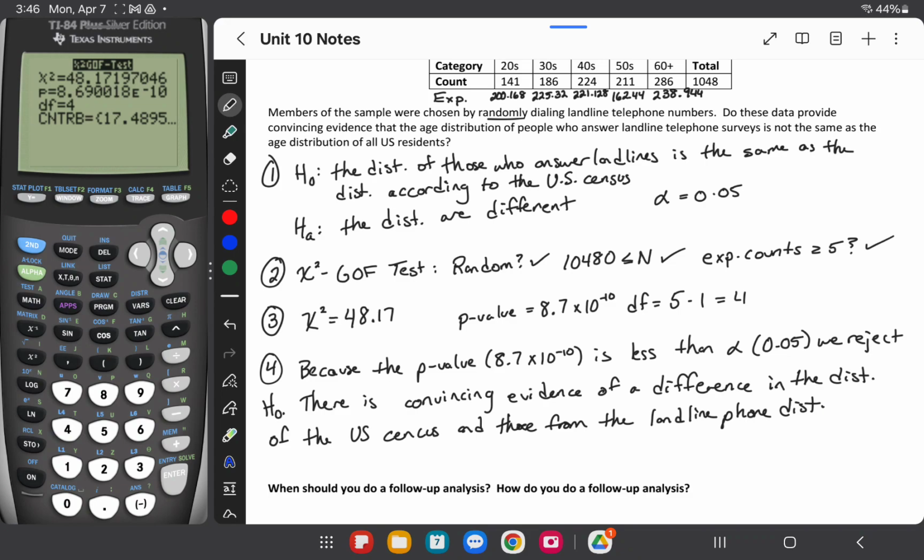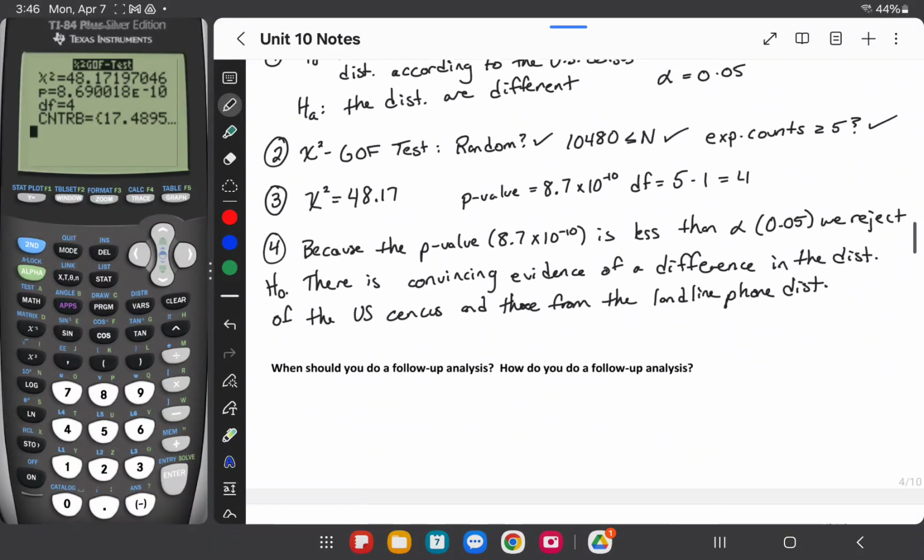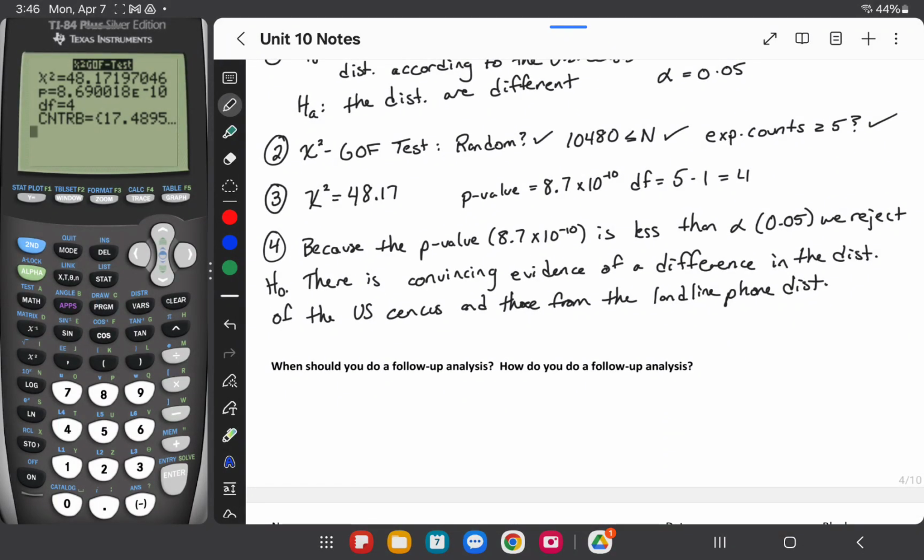Okay. So then that leads us to a question now, which is when do you do what's called a follow-up analysis? And then how do you actually go about doing that follow-up analysis? Well, the first question, when should you do a follow-up analysis? That should be any time you reject the null hypothesis. So then how do you go about doing a follow-up analysis? You're going to use the contributions list, which is actually what that list is in our calculator.